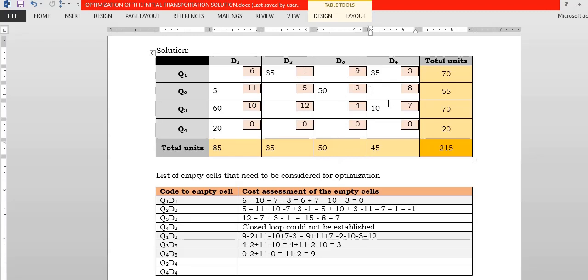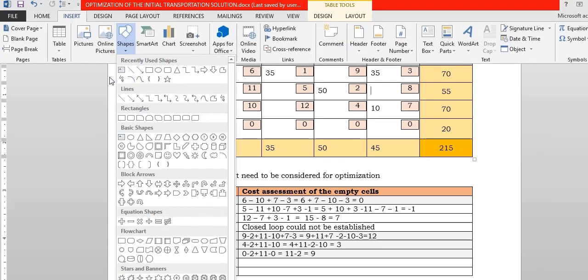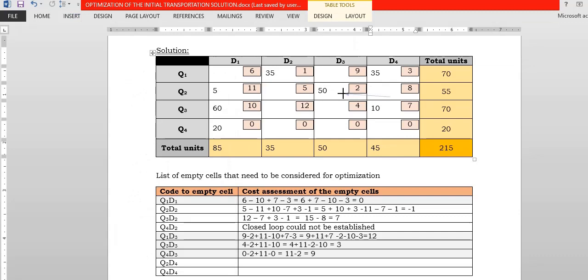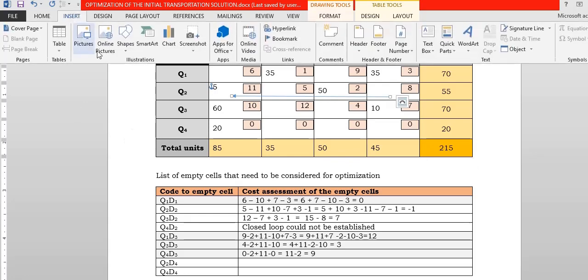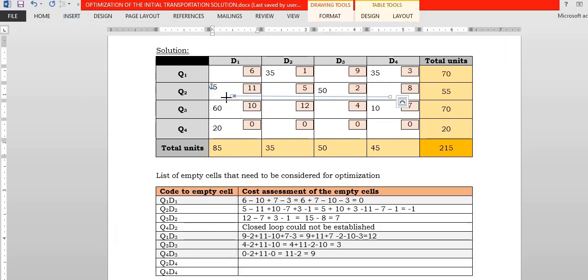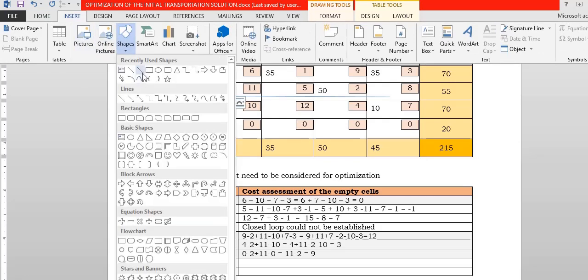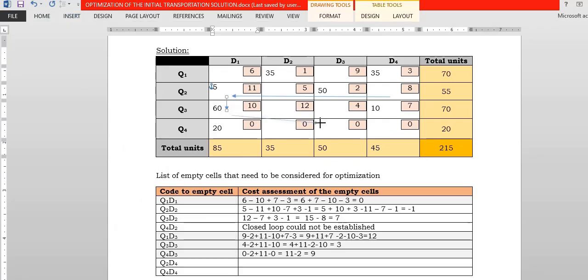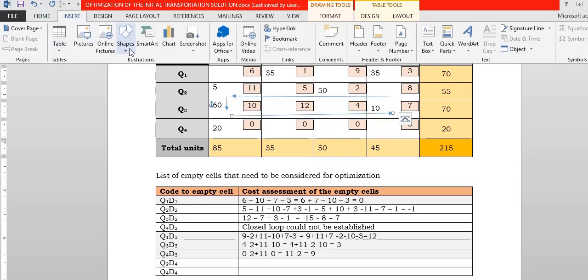Okay, so Q2D4 is here. And again, we check, do we have a closed loop for this particular route? And I think we do have a closed loop. You start from here, and you move up to here. There's an allocation there, so you have to pick a corner at that point. Then you move downwards slightly, one box. Then to the right, there's another allocation there. Then back to the original position, the empty cell which needs assessment.